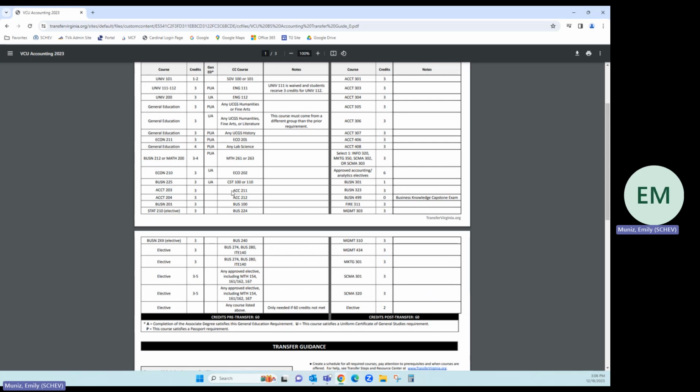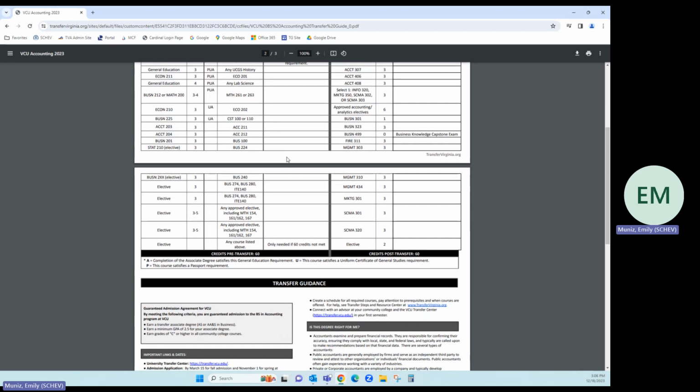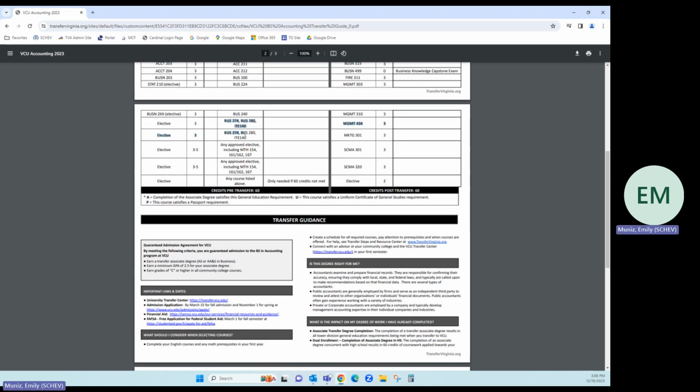So again, the top half is based on the Uniform Certificate of General Studies. The bottom half is going to be based on the major requirements. So anything with just the one course, that is the required course. And again, these are based on the Business Common Curriculum. These rows here, there are options. Again, the institutions can pare down, or they can leave all of the options that are there.